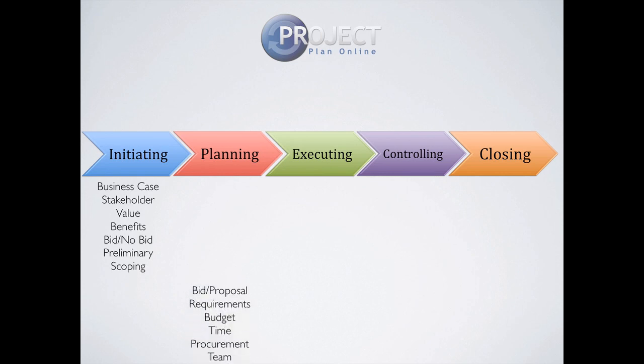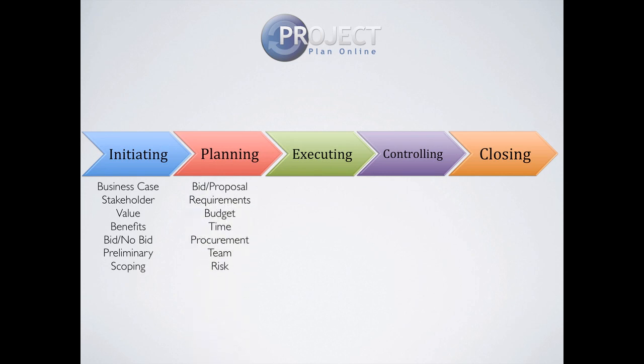The second step is the planning. This would be your bid or your proposal stage. You would define the requirements of the project. You would outline what your budget is, what the schedule is, how you're going to undertake procurement, what the project team would look like, and what the risks are to achieving the project objectives you would define in this stage as well.